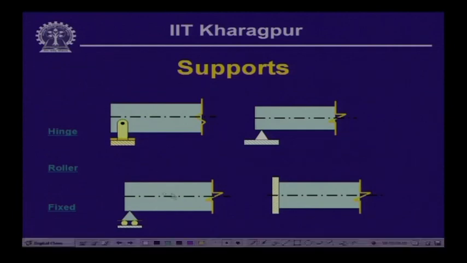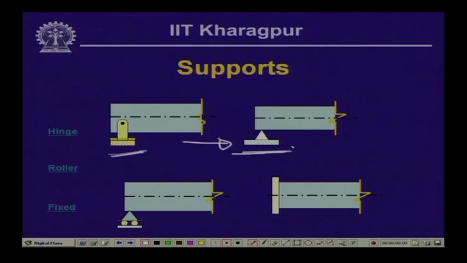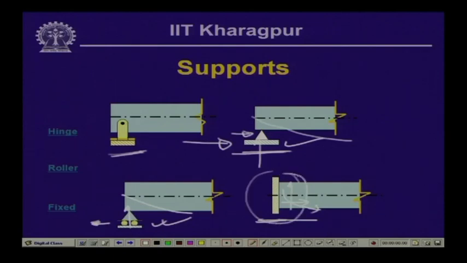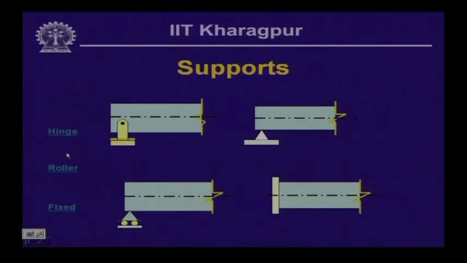The first one is of the pinned category or hinged category, and in diagrammatic notation we generally indicate it with this kind of diagram. This is the roller support where the horizontal movement is allowed, and this is a fixed support where no movement, horizontal, vertical or rotation, is allowed. Here the vertical and horizontal movement is restricted, but the rotation is allowed. Here the horizontal movement is allowed, the vertical movement is restricted and the rotation also is allowed, and here all three quantities are restricted.